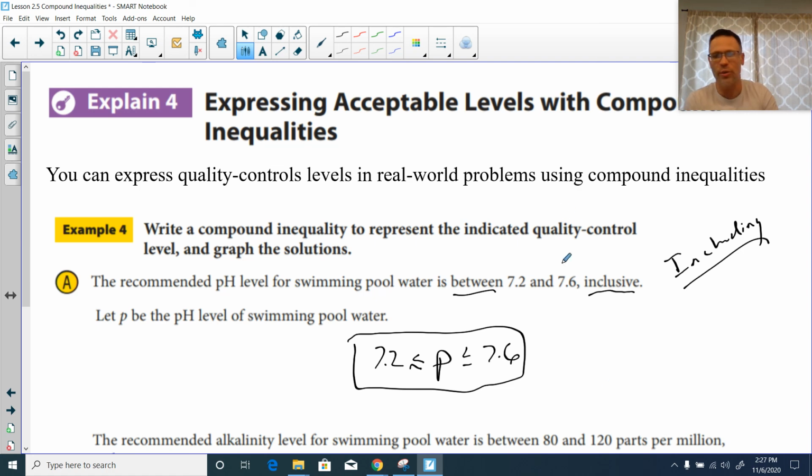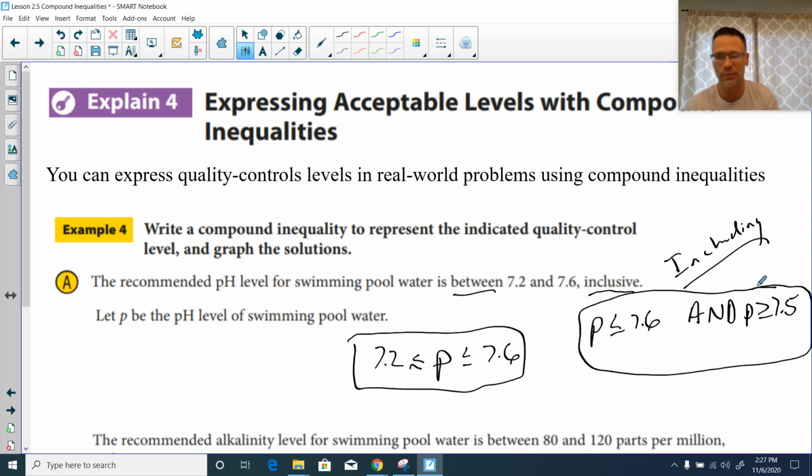So, excuse me, you could also write it like this. So P is less than or equal to 7.6, and P is greater than or equal to 7.2. That would also be a correct answer.